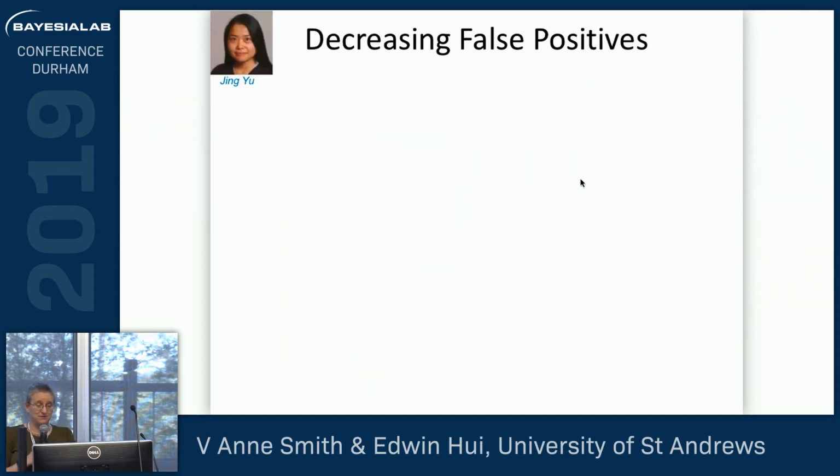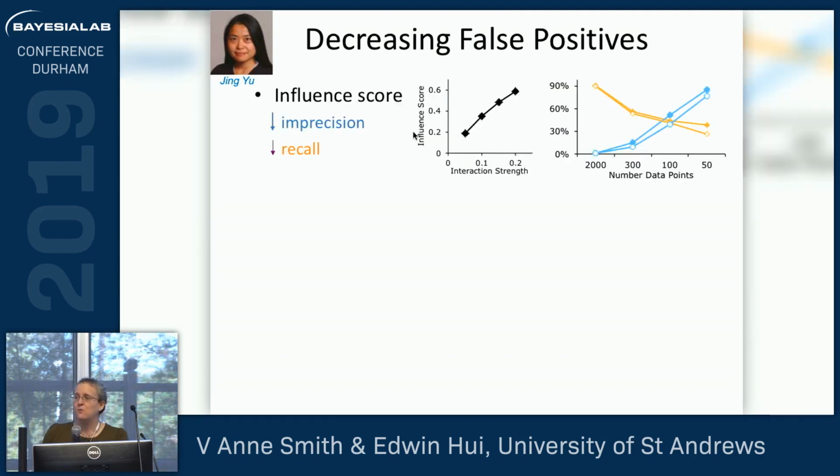This, again, was work that was done with Jing at Duke. And she developed a number of features to help tackle this. One was an influence score for a discrete Bayesian network. And you can see how her influence score, so she had a simulated interaction strength, which was producing continuous data, and then the influence score nicely tracked the interaction strength. And what we use this for to decrease those false positives was say, well, if it's really, really, really small, maybe that's an artifact. And yeah, that helped a little bit, but it wasn't a big thing.